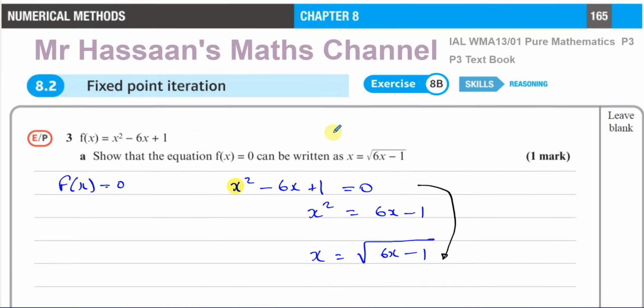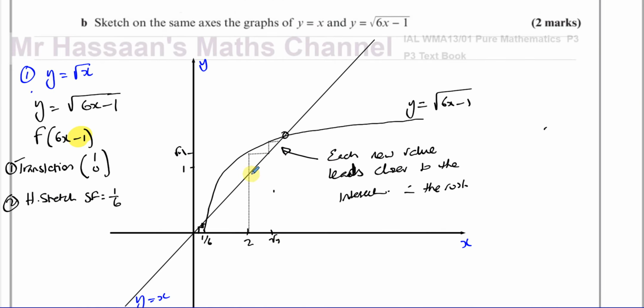In this case, what happened? You can see that the new value takes you there, and then that value takes you there, and then that value is going to go towards the root. But when you're on this side, for example, in this particular case, the same thing would happen. That would also diverge.